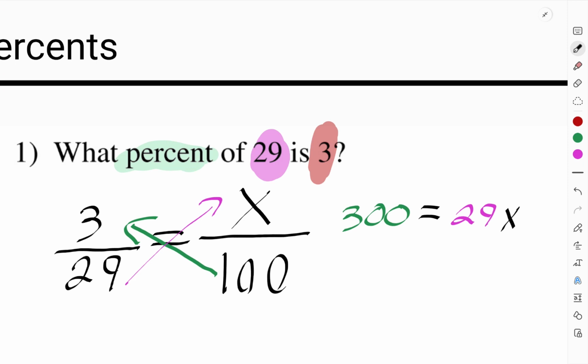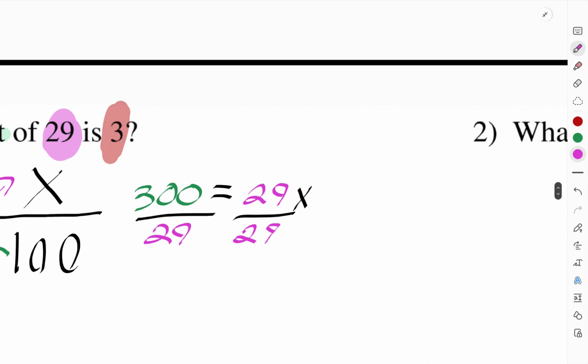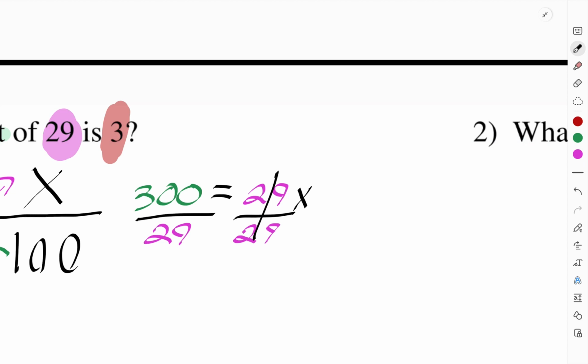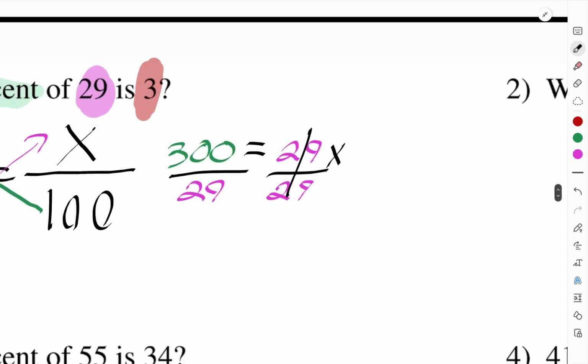Okay, so we're going to have the 3 times 100, which is 300, and the 29 times x is 29x. Now you're going to have to solve for x in order to get your percentage. So on both sides, we're going to go ahead and divide by 29. Once I do that, those two become 1, and I just have to figure out what is 300 divided by 29. So let's go ahead and figure it out.